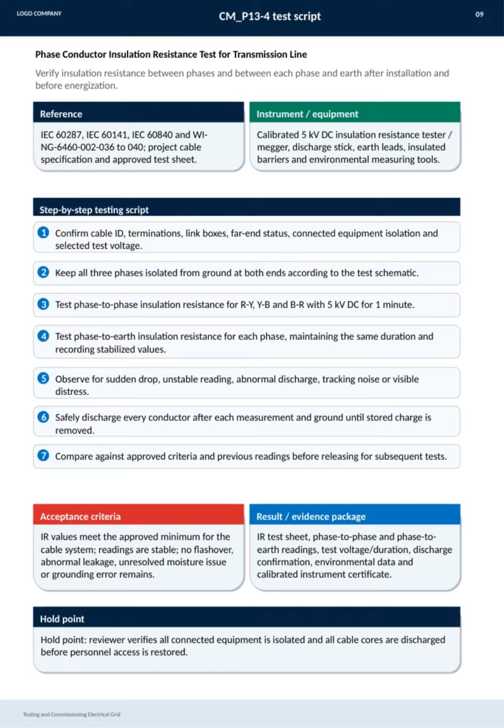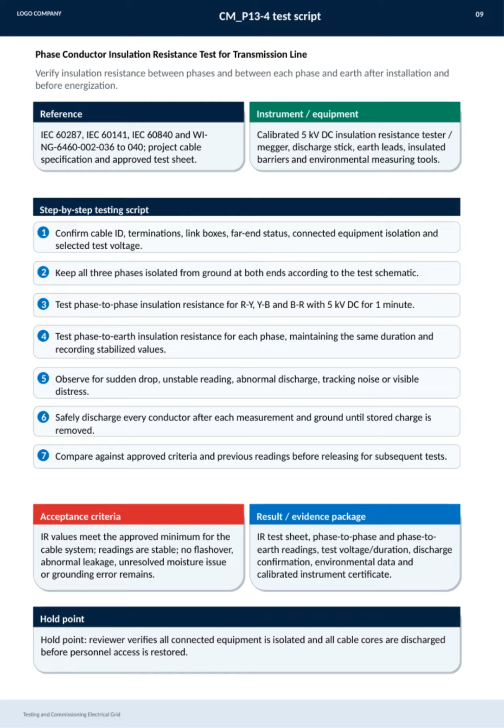It's important to watch for any sudden drops, unstable readings, abnormal discharges, or noises. After each measurement, we safely discharge every conductor and ground the cables to eliminate any stored charge. Finally, we compare the results against approved criteria and previous readings before proceeding to subsequent tests. The insulation resistance values must meet the minimum approved limits, readings must be stable, and there should be no signs of flashover, abnormal leakage, unresolved moisture, or grounding errors.